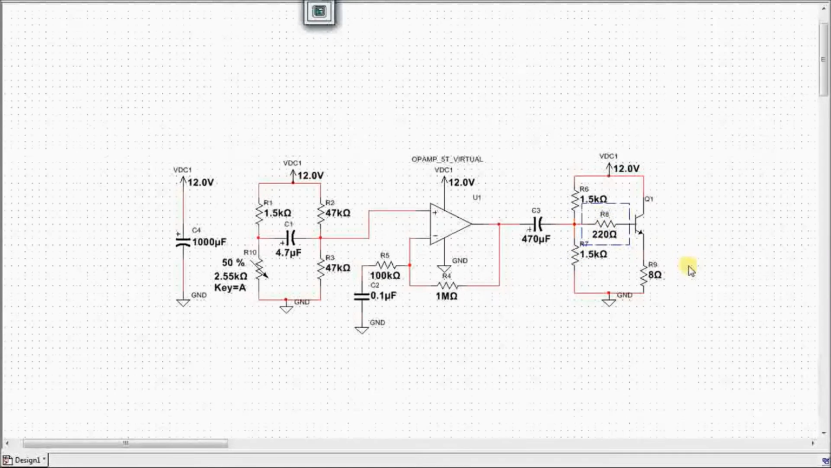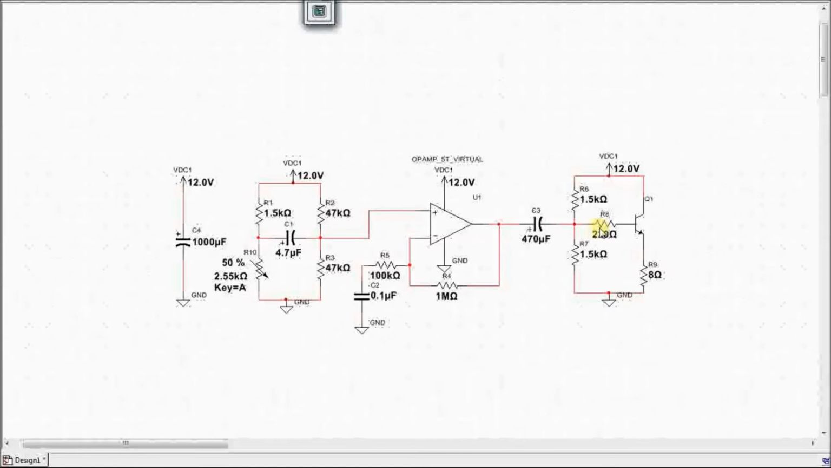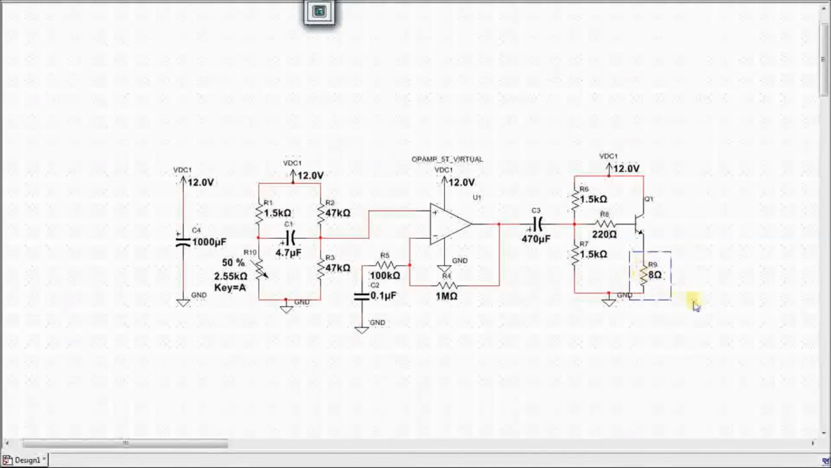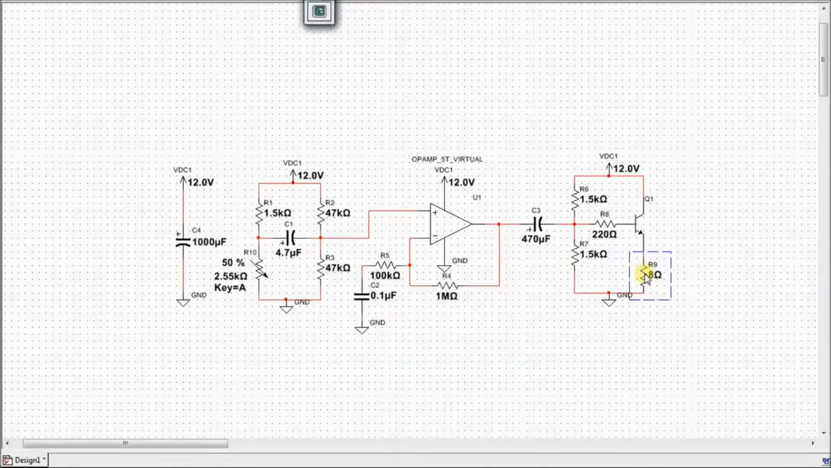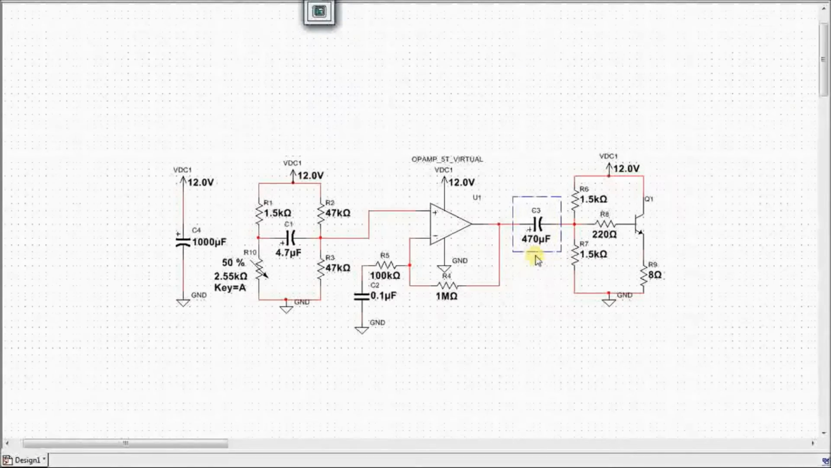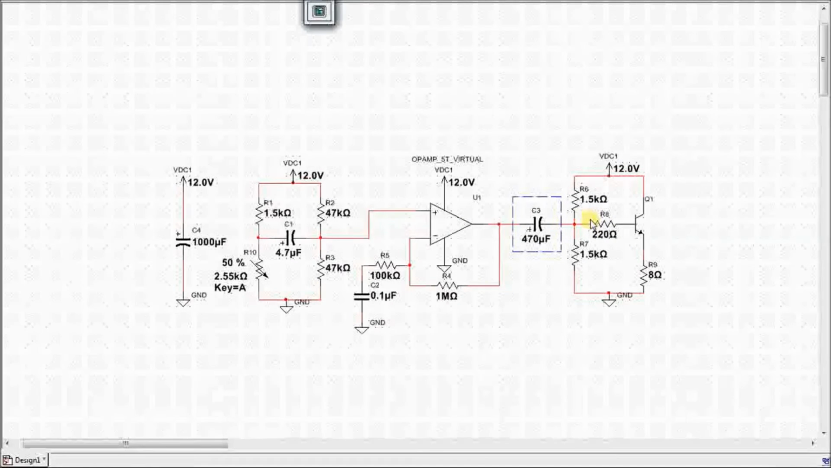This 220 ohm resistor will prevent over currents from flowing into the base and destroying it. And this 8 ohms is actually the speaker. So this 8 ohms is the load, or the speaker. And this 470 microfarad capacitor is used for coupling the two stages. So this is about it. This is the simple circuit.